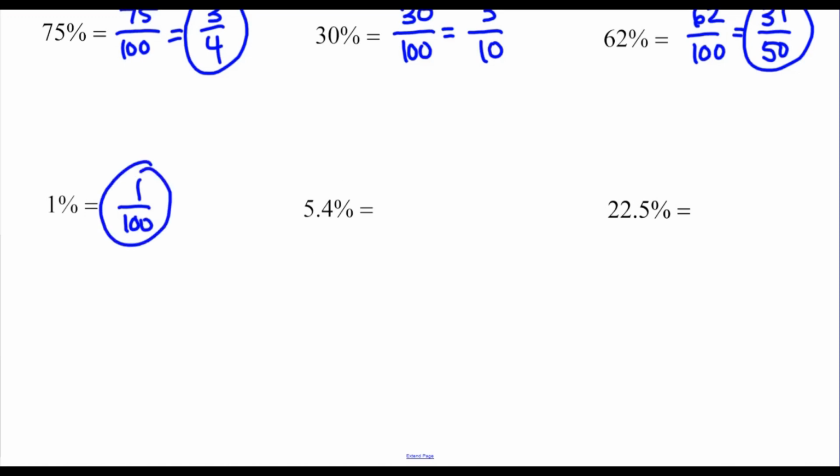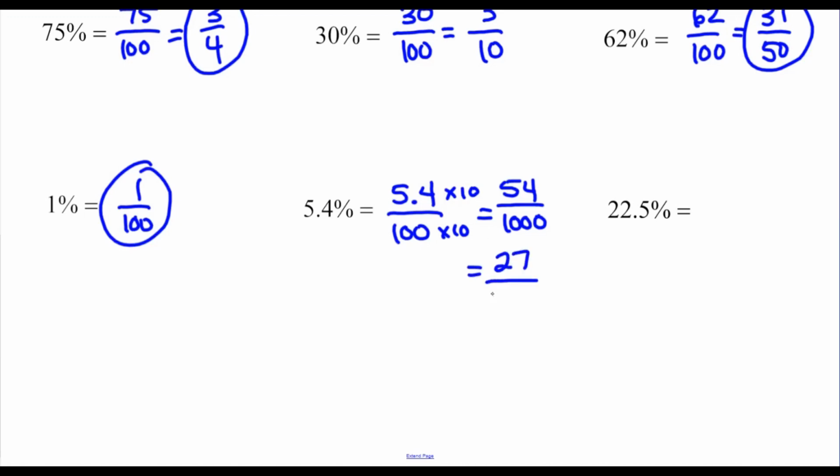5.4%. Now, when you have decimal values in your percents, there's a little bit more involved here. 5.4 out of 100. We have a decimal value in our fraction, which we really don't like to have. So I need to make sure that this becomes a whole number. So I'm going to multiply both of these by 10 to create an equivalent fraction with whole numbers. This is 54 out of 1,000. And now I can simplify that fraction to 27/500ths. And that's my fraction version of 5.4%.